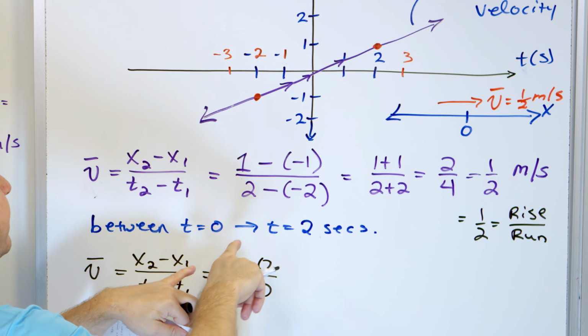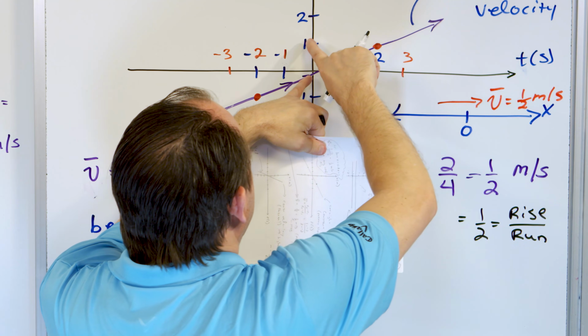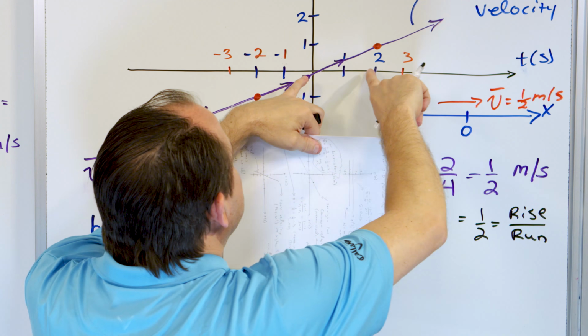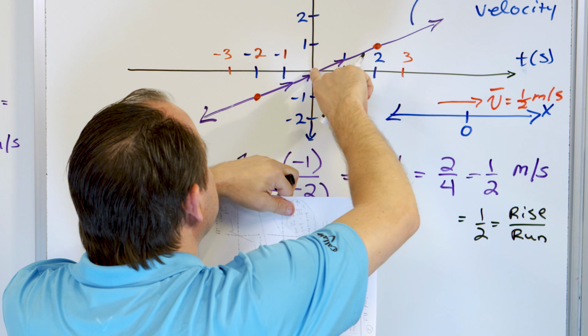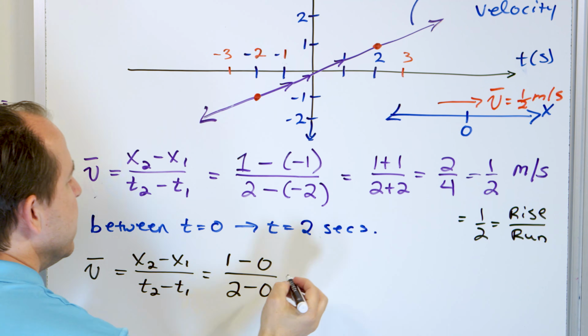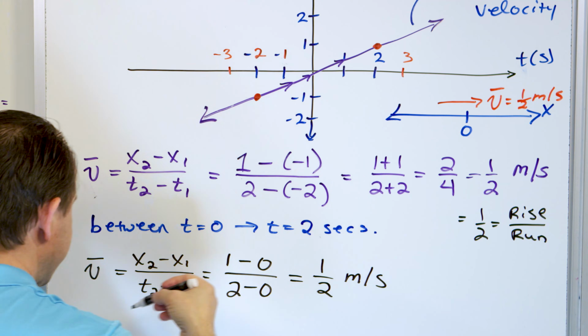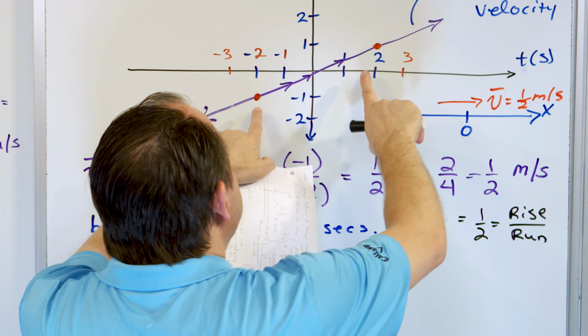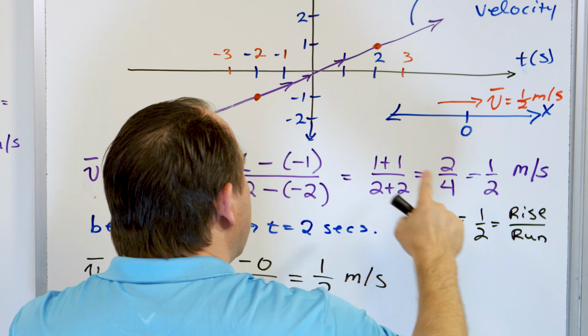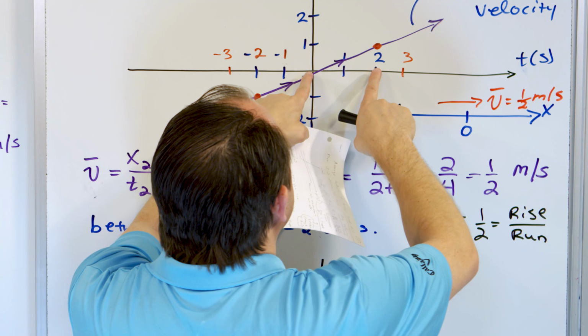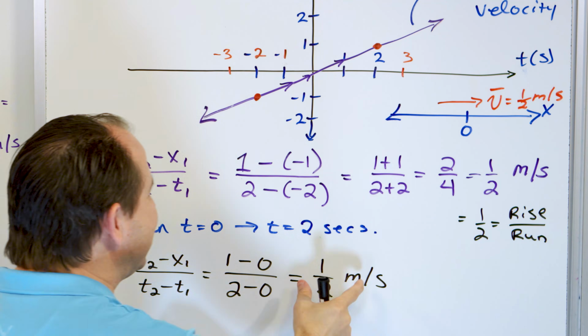So once again, final position at 2 seconds is 1 meter, and the initial position is 0. My final time is 2 seconds. My initial time is, again, 0 seconds. So what do I get here? I have 1/2, and it's meters per second. So when I calculate the average velocity between these 2 points, I get 1/2 meter per second. And when I calculate the same exact thing between 1 and 2 seconds, I get the same thing.